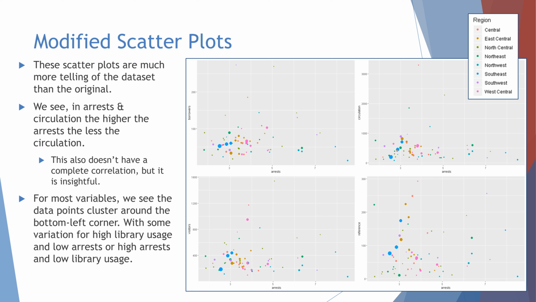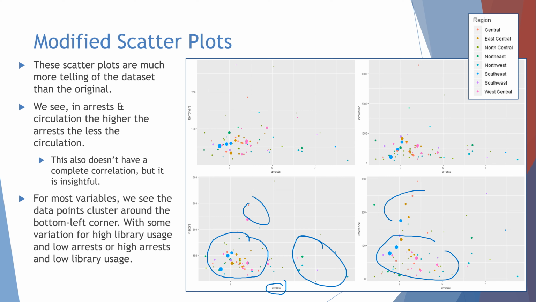And here are the modified scatter plots. Now these scatter plots are just with arrests on the X-axis and then library usage data on the Y-axis. And as we can see, it's more varied. You have a lot more over here and then some up and some over here. And it's the same over here, and you have many points over here. This one's unusual because it's all really focused on the bottom, which is interesting.